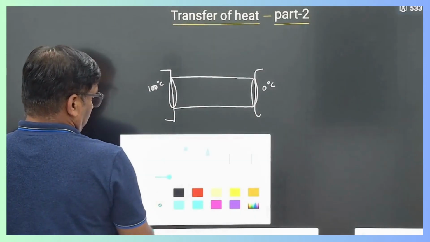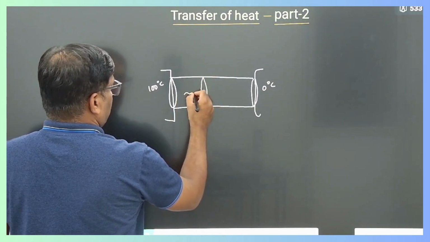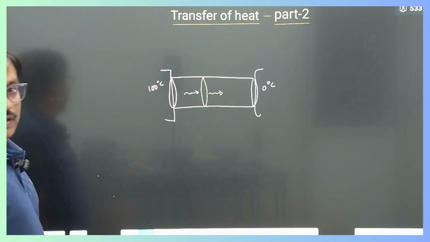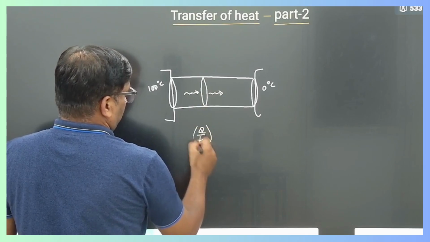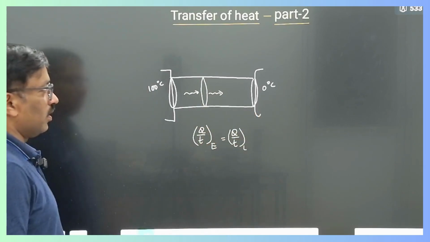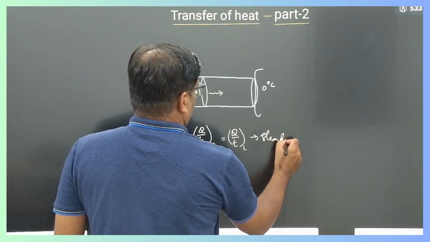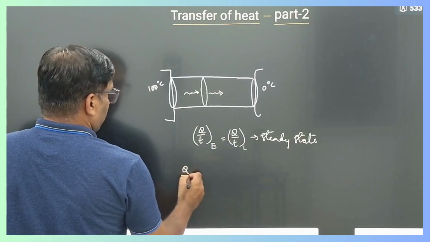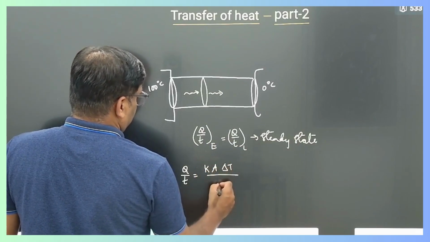At a steady state, what does that mean? If you consider one small area, whatever energy is entering this area, that much energy will be leaving. Therefore the rate of flow of heat, the power which is entering, will be equal to Q by T which is leaving. This is called the steady state condition. We already derived Q by T equals K into A into delta T by L.